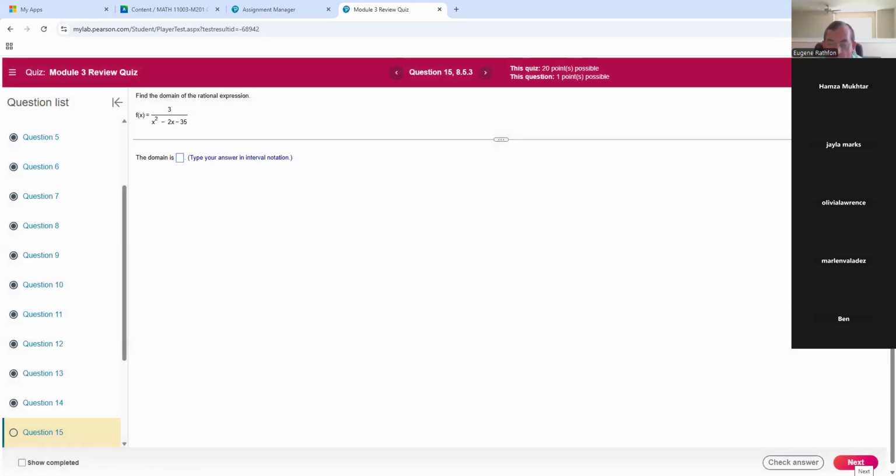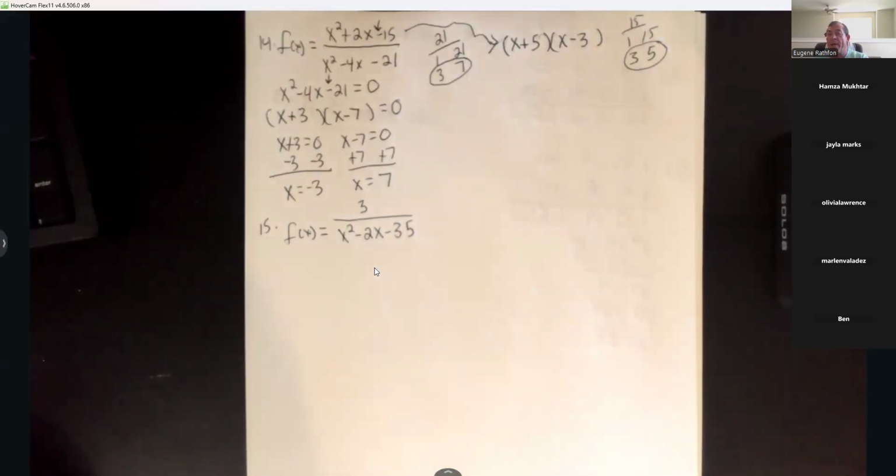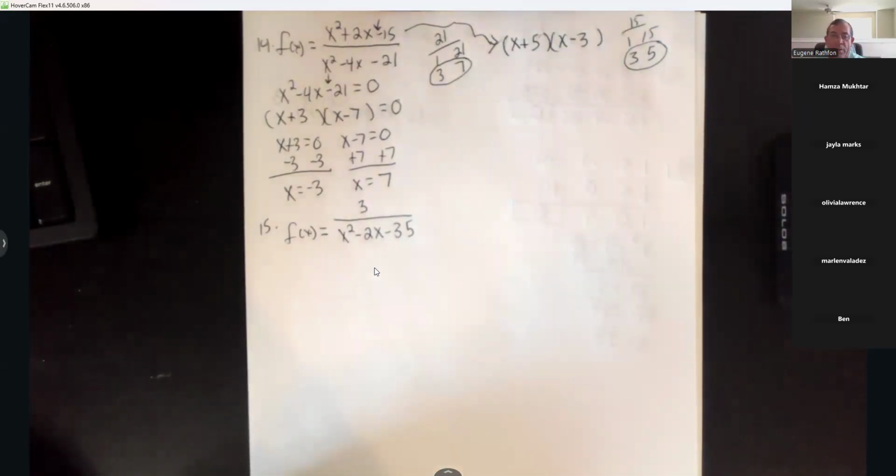All right, so 15 wanted the domain. I got f of x equals 3 over x squared minus 2x minus 35. All right, y'all, so to find the domain, we're going to set the bottom equal to 0. Whatever answers we get, we're going to kick them out of our intervals doing the union, okay?